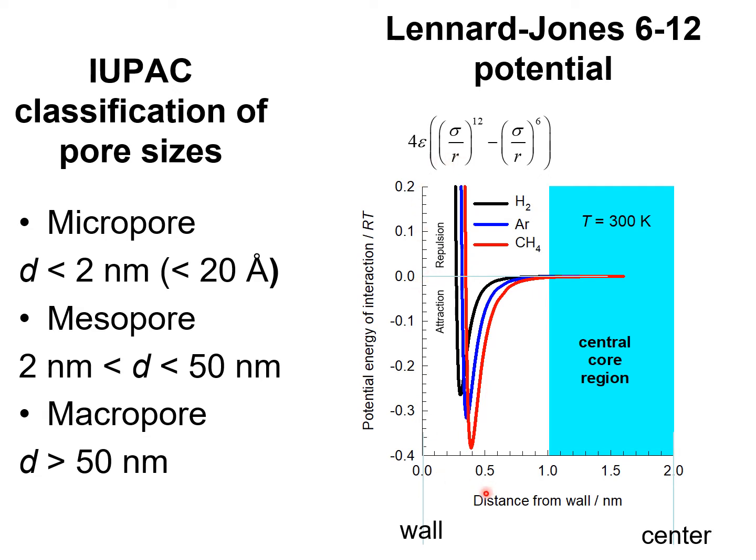R is the distance from the wall, and for each of these gas molecules, sigma is the size parameter and epsilon is the energy parameter. The sigma for hydrogen is smaller than the sigma for argon, and the sigma for argon is smaller than the sigma value for methane.